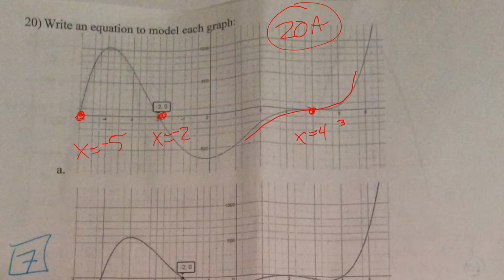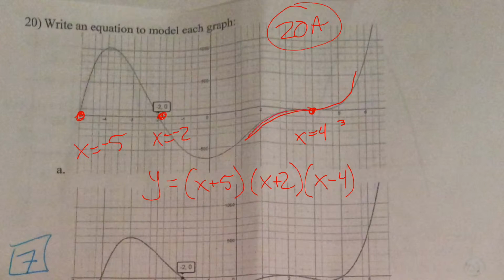All right. So if I'm writing a polynomial, y equals, let's just go from left to right. If I want -5, I need x plus 5, and it needs to cross, so I need to make it just a 1. If I want -2, I need x plus 2, and again, it seems like it just crosses straight through, so that also should be a power of 1. And then finally here, I need a solution at x equals 4, so I need an x minus 4, but because of this behavior, how it looks almost cubic right there, I will give it a power of 3.